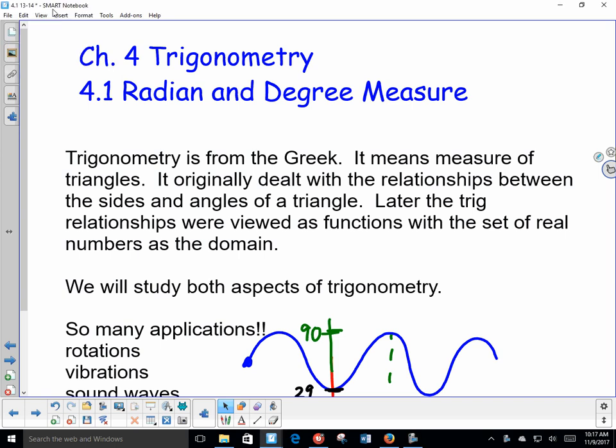Okay, hello everybody. We are looking at some things from section 4.1, radian and degree measure.